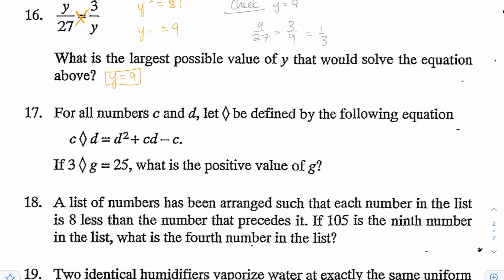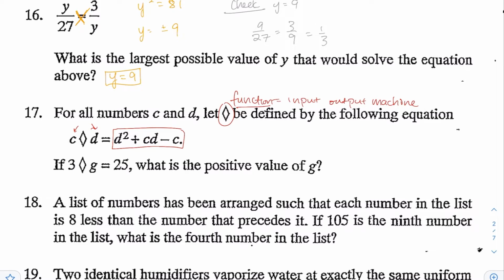Next, for number 17, for all numbers C and D, let this diamond symbol be defined by the following equation. So C diamond D is equal to D squared plus CD minus C. If 3 diamond G is equal to 25, what's the positive value of G? So this is your function notation, and a function is just an input-output machine. So for this input-output machine, you have two inputs, C and D, and you have to follow this rule. So you have to take D, the second number, square it, add the product of C and D, and then you subtract the first number.